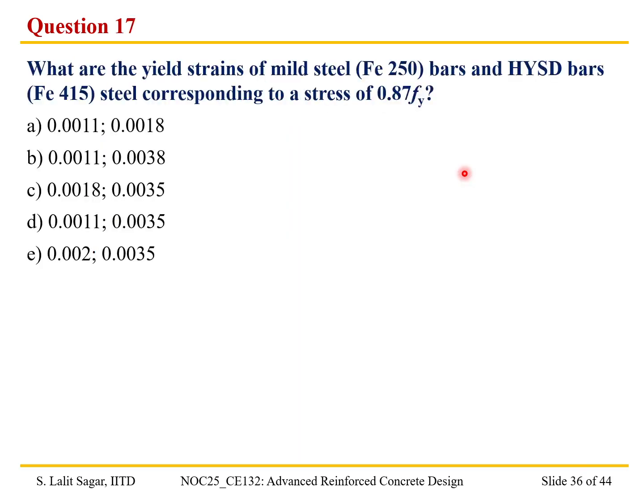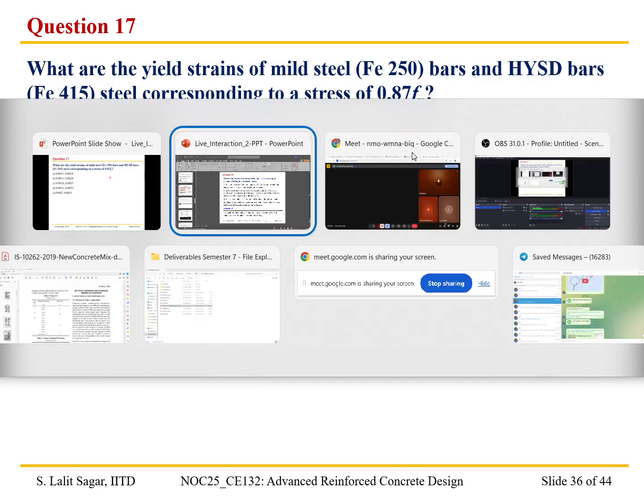Moving on, the next question is, what are the yield strains of mild steel, that is Fe250, and high yield strength deformed bars corresponding to a stress of 0.87 Fy? Kindly let me know what is the correct answer.